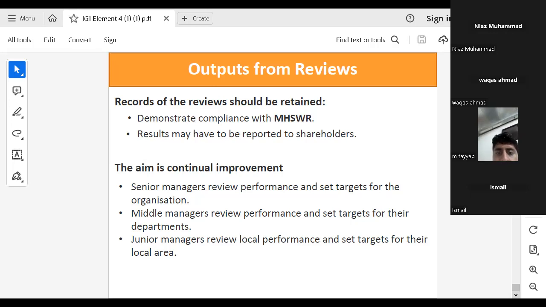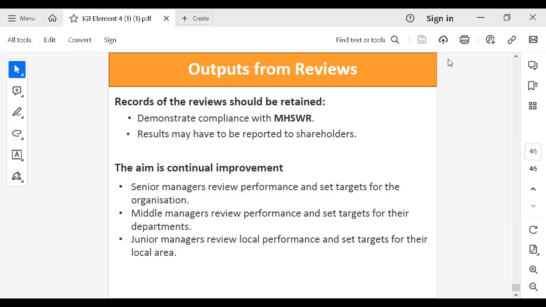So we have finished all the elements. In the next week, after 3 days, Monday or Tuesday, we will discuss the NEBOSH paper. Up to that time, you need to check the slides of these 4 elements.